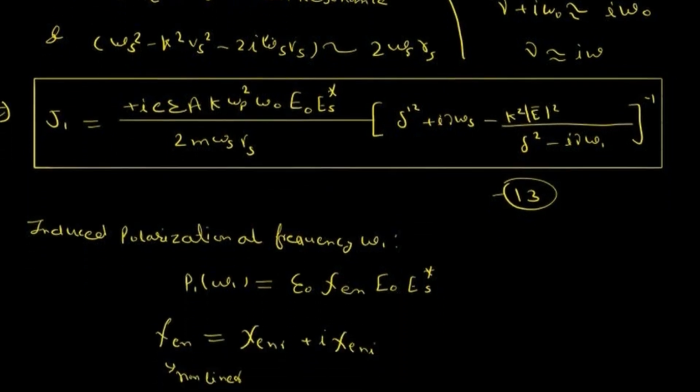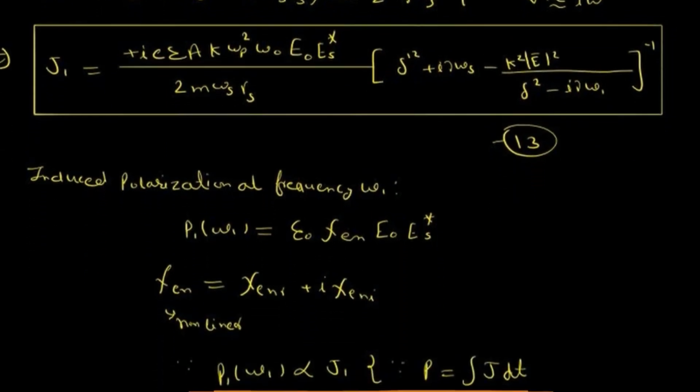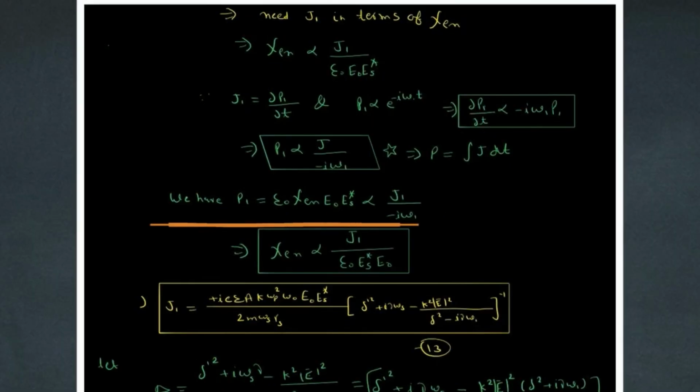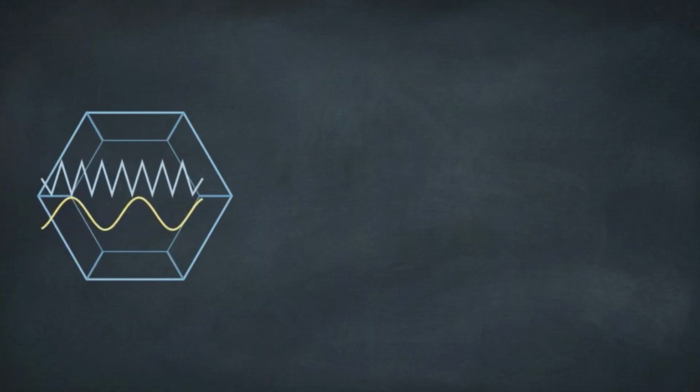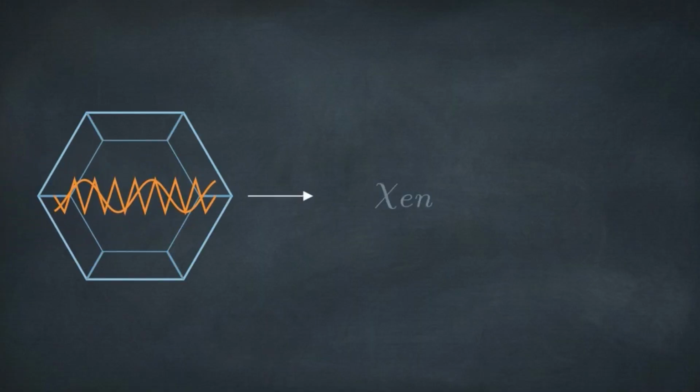Integrating this J1 with respect to time directly gives us the induced polarization of the crystal, our bridge back to the physical material. The induced polarization is defined by the electric fields acting on the material, making it directly proportional to our target, the nonlinear optical susceptibility. As shown in the top equations, we rearrange the terms to solve for chi sub En. We have successfully mapped the physical interaction of sound and light waves down to a specific optical property.